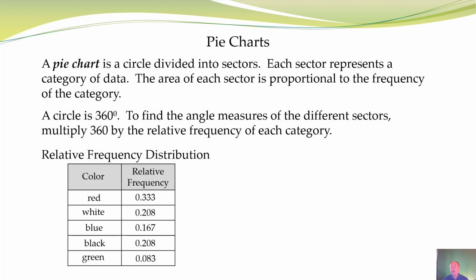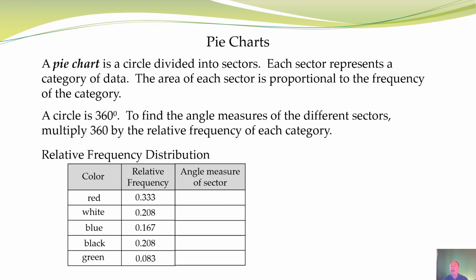Going back to the one we did earlier, the relative frequency distribution for color: red, white, blue, black, green. We had these relative frequencies. Now, if I want the angle measure of the sector, I would take the relative frequency times 360. In this case, 0.333 times 360 rounds off to 120 degrees.